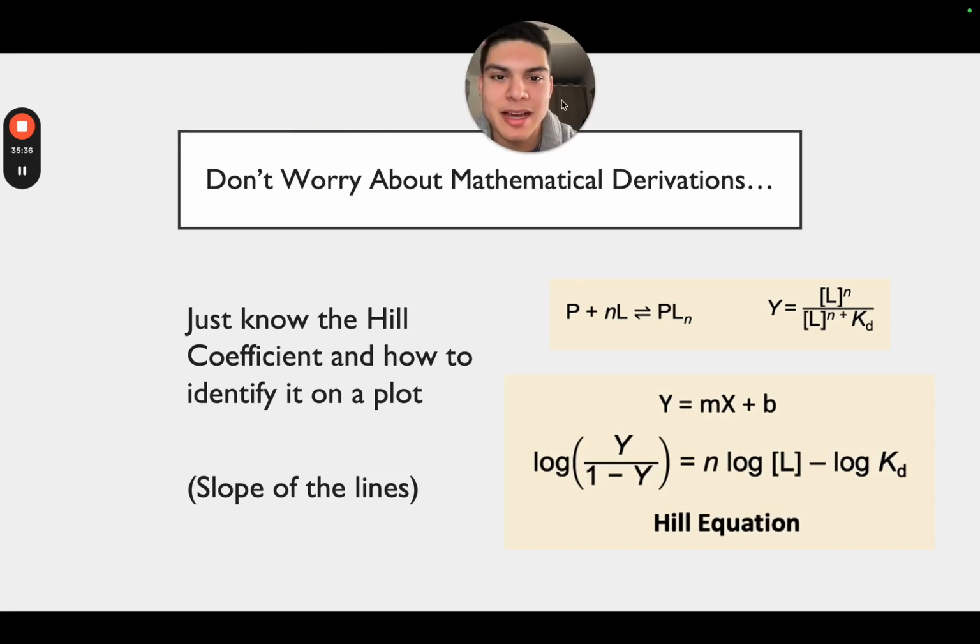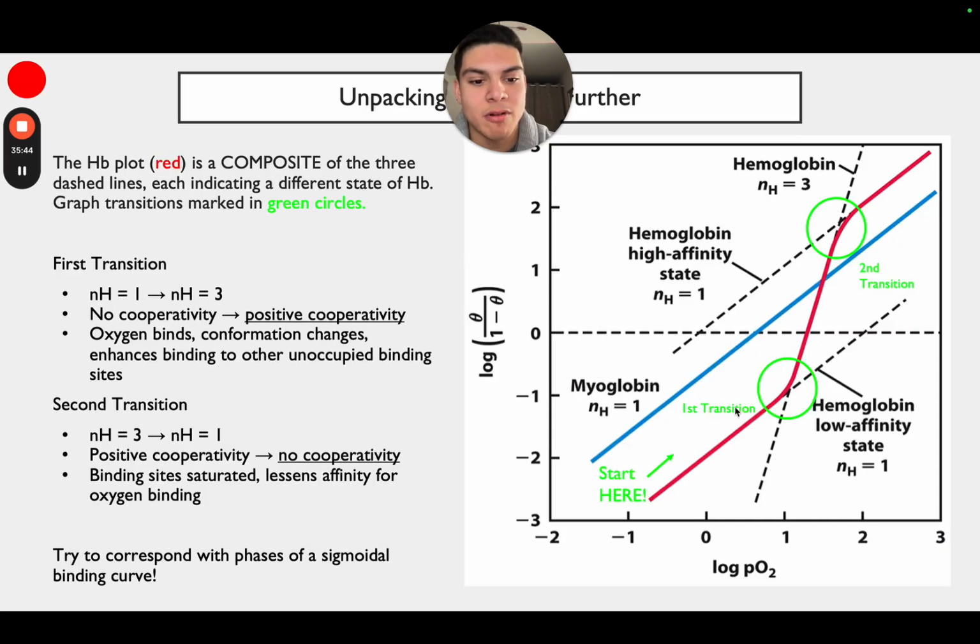And don't worry about the mathematical derivatives of this. Just know the Hill coefficient, how to identify it on a plot. So essentially, there's a bunch of this stuff here. You don't necessarily need to know other than this, where we know that NH equal to 1 is going to be just a straight line slope, and it's going to be pretty much a y equals x curve, if you know what that looks like. I mean, if you look at y equals mx plus b, it's just y equals x, slope equal to 1, and then plus b is the y-intercept. And then if it's not that, then we know that it's positively cooperative, or negative. And you'll know the negative is because it's going to have a less steep slope.